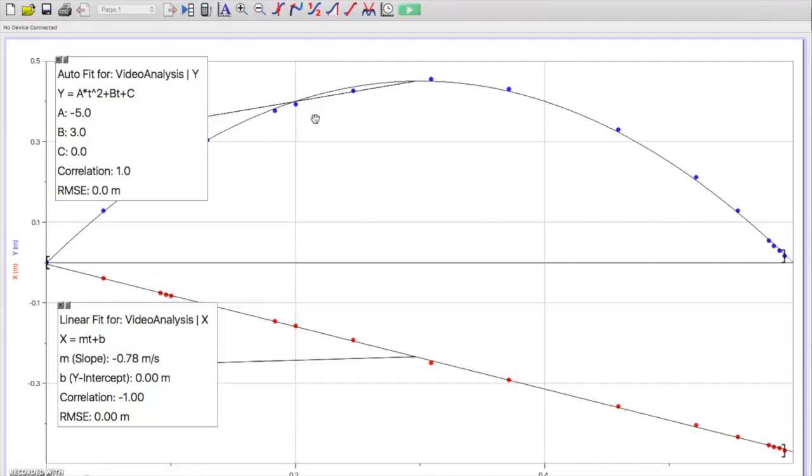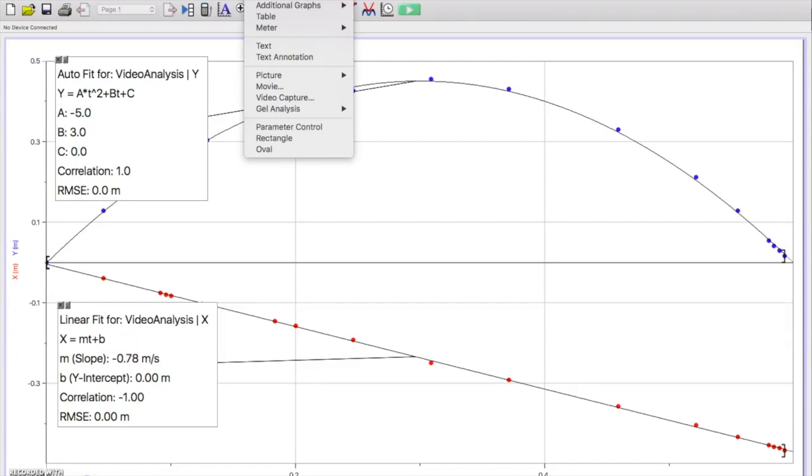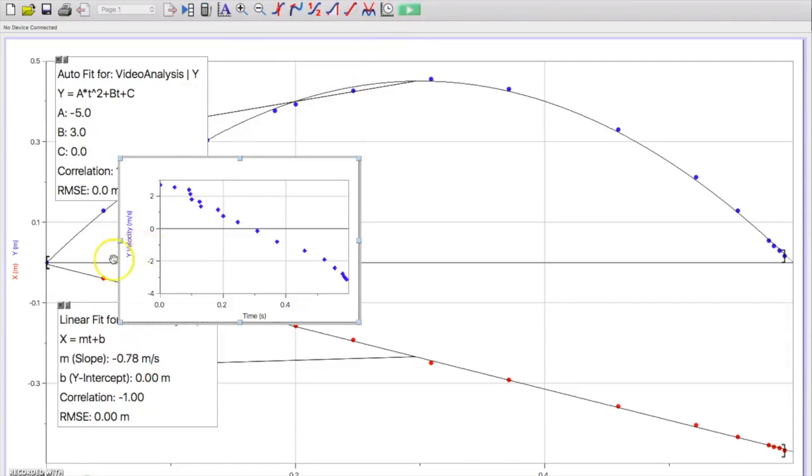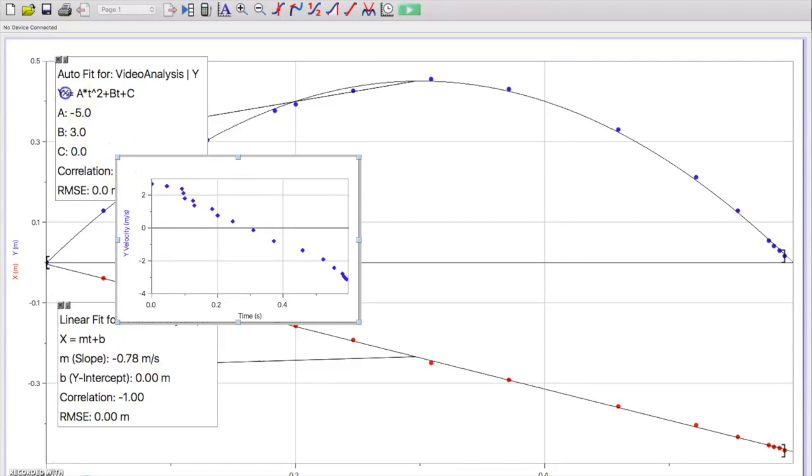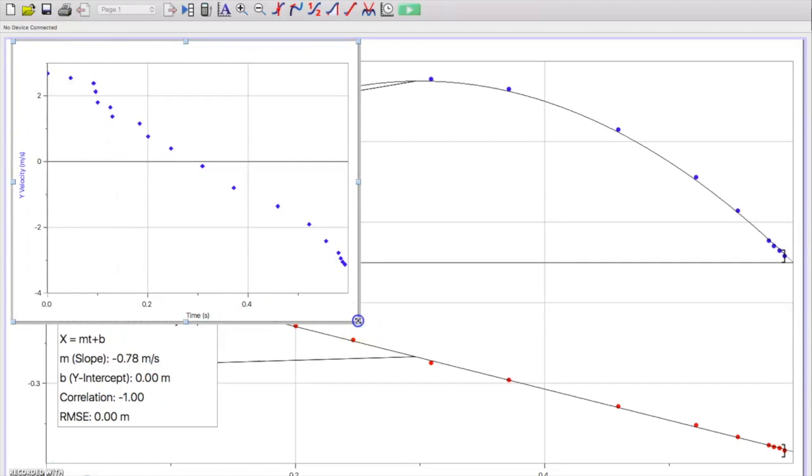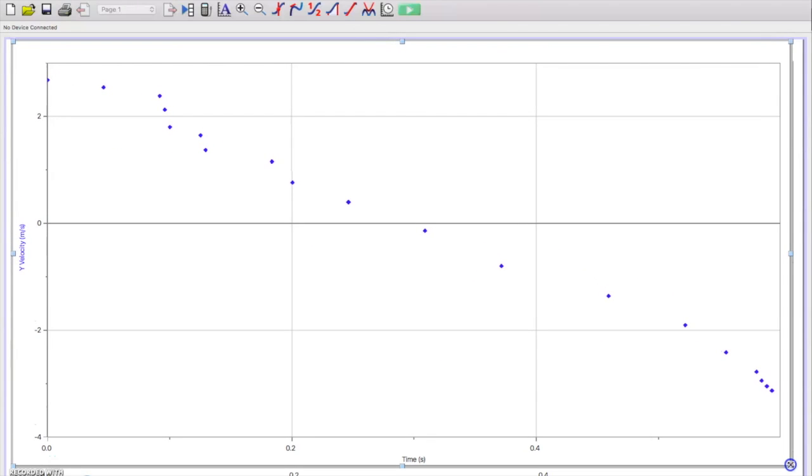I want to add a graph. I can go up to Insert and Add a Graph, or go to Additional Graphs. We're not going to need any of these graphs. We'll just stick to our regular scatter plot. And the default goes to, and let me make this a bit larger, goes to a velocity time graph. It is our vertical velocity time graph.